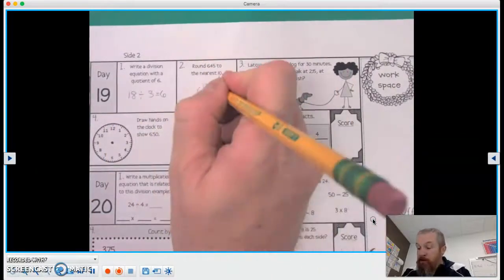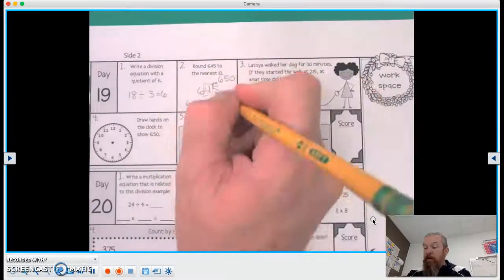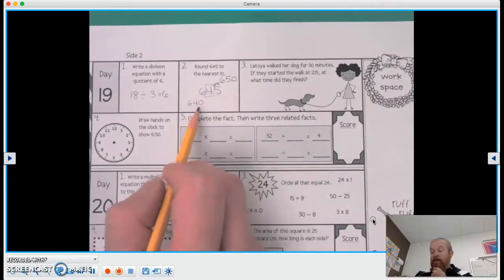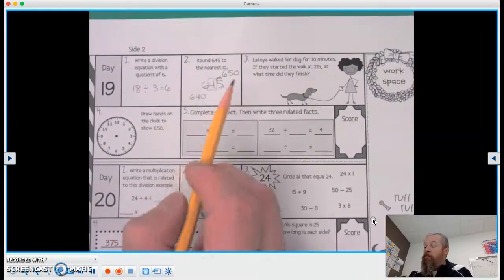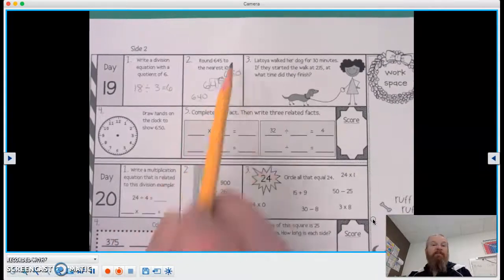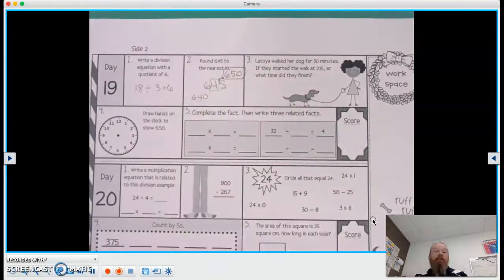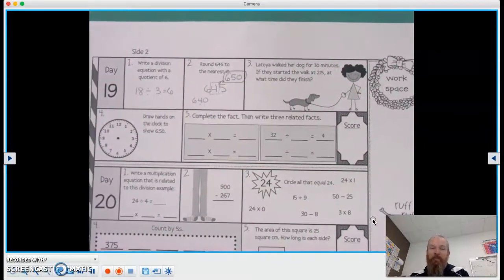Now we look next door. 4 or less. Okay, so if this number is 4 or less, it's going to be 640. If this number is 5 or more, oh, it is 5. 5 or more, raise the score. Our answer is 650. Okay.